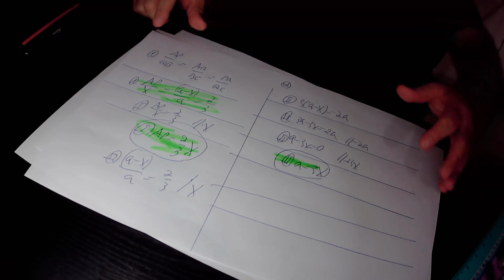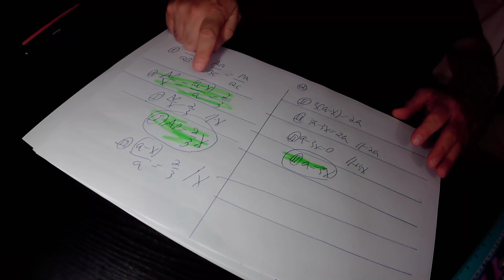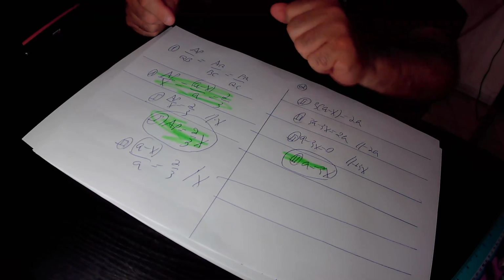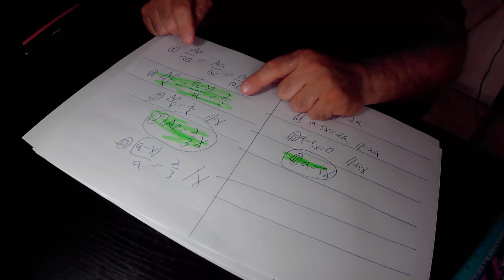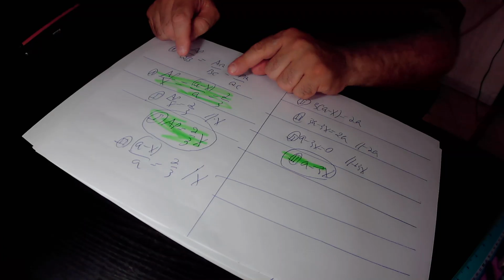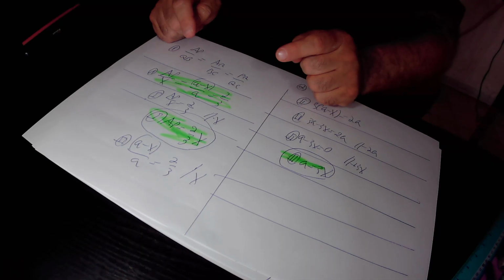AP is the missing side, so we leave it as it is. QB is X, AQ is A minus X, BC is A, PQ is 2, and QC is 3. So in total, according to equation 1, we found out that AP over X equals A minus X over A equals 2/3. Those two expressions are equal to each other, therefore we added equation 1. So according to equation 1, AP over X equals 2/3.